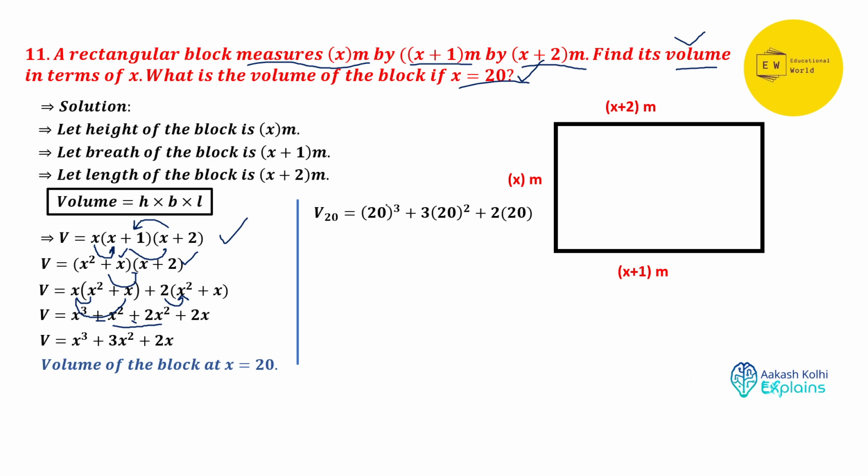Now 20 cube will be 8000. Remember, the cube of 2 is 8, and since there is a cube, write 0 three times, so you will get 8000. And then 20 square will be 400, into 3 is 1200, and similar with the last term. So this will be our final answer: add all these terms, and you will get the volume at x equal to 20 is 9240 meter cube.